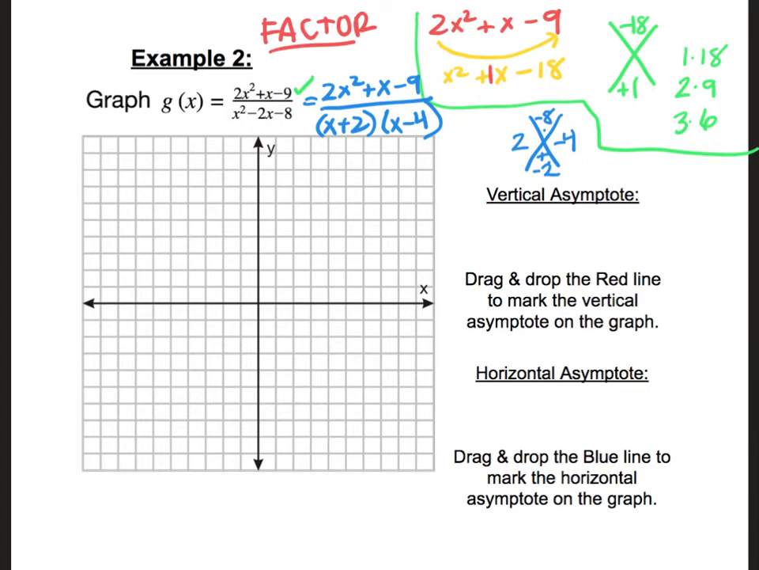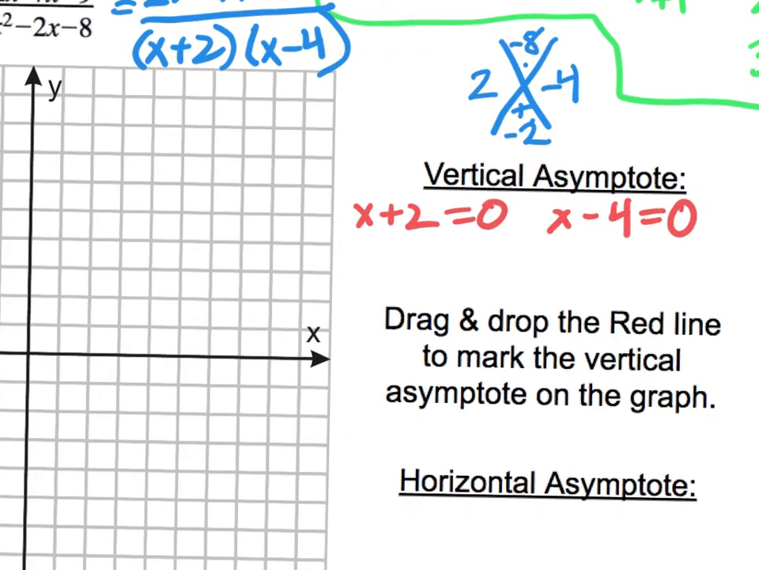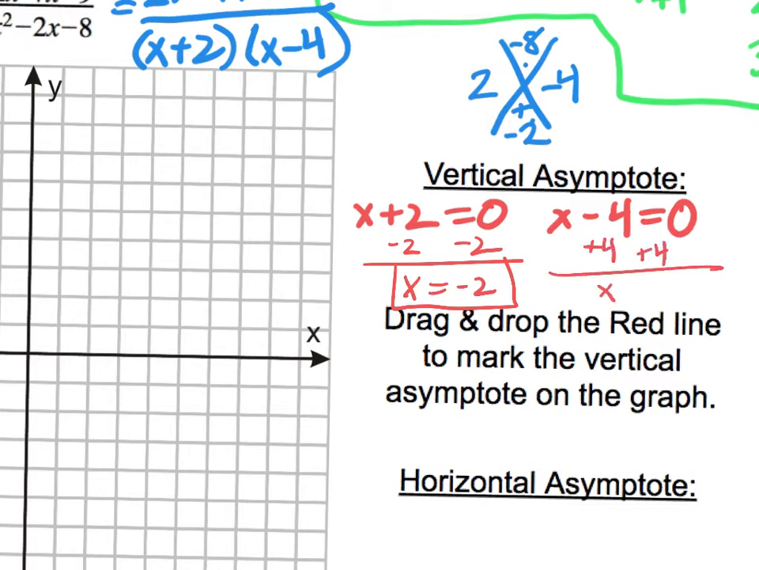This will help me because now I can get my vertical asymptotes. Again, to get my vertical asymptotes, I'm going to set the denominator equal to 0. So I'm going to do x plus 2 equals 0 and x minus 4 equals 0. For the first one, I'm going to zoom in a little bit. We can subtract 2 from both sides and get x equals negative 2. For the second one, we'll add 4 to both sides, and we get x equals 4.